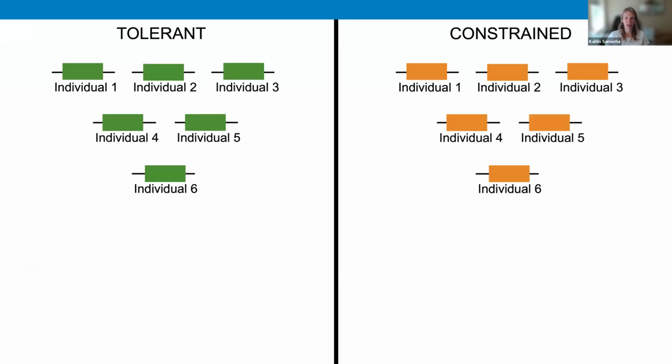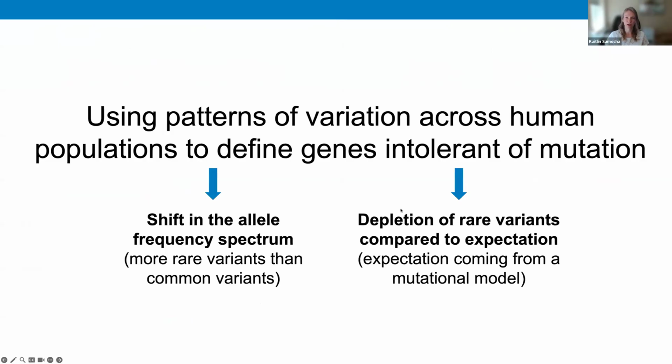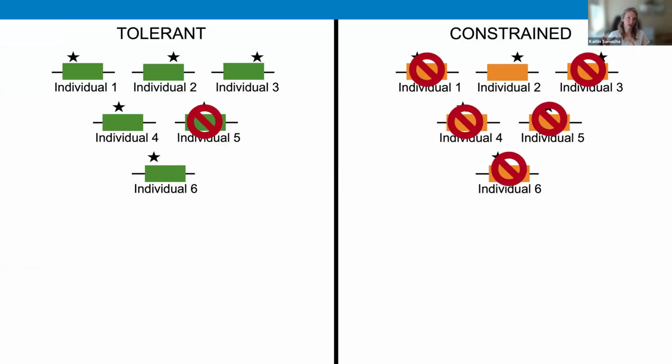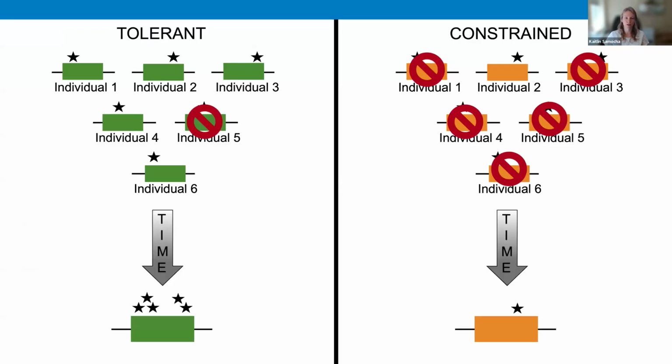In gnomAD, we took actually this latter approach to depletion of rare variants compared to expectation. And the logic behind it is that, let's say you have a tolerant gene, a gene that can be mutated, and an intolerant or constrained gene that doesn't like to be mutated. When mutations arise, potentially in a tolerant gene, only some of them will be removed from the population by selection, but in a constrained gene, a lot of the mutations will lead to a deleterious phenotype and therefore be removed from the population. So what we see over time and grouping individuals together is that a tolerant gene will have a number of these rare variants, these rare mutations and differences, but a constrained gene will be lacking that expected amount of variation. You will not see these rare deleterious variants.